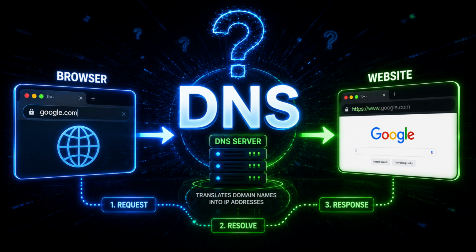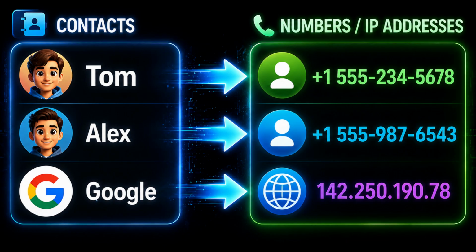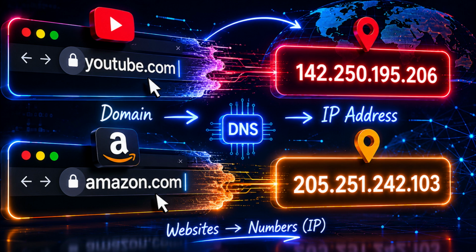So DNS stands for Domain Name System, and it works like the phone book of the internet. Instead of remembering complicated IP addresses, we simply type website names like youtube.com or amazon.com. DNS converts those names into IP addresses.